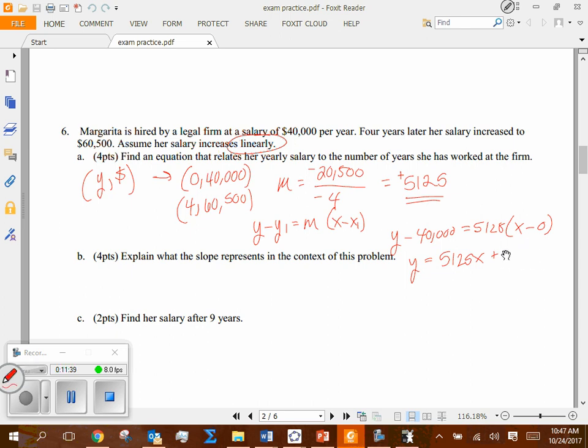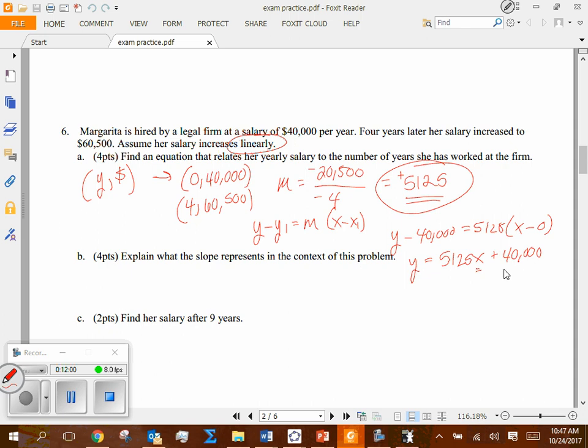Get this 40,000. And that tells you then part A, find the equation that relates the yearly salary to the number of years she worked at the firm. Okay, X being the number of years. It says explain what the slope represents in the context of the problem. She's getting a raise every year of $5,125. Find her salary after 9 years.